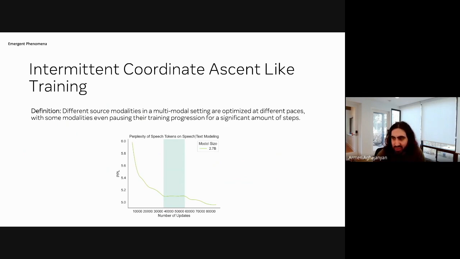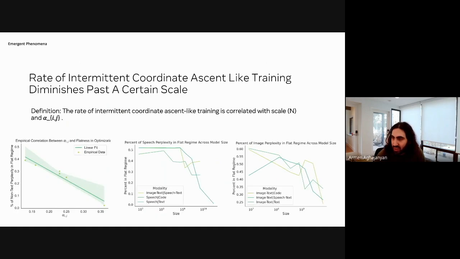I don't have much to say there except that this happens. We're not really sure why. It doesn't seem like something that should happen, but it does. The really cool thing is that the scaling laws are a function of this alpha ij parameter, which represents the functional approximation error due to the competition. What this says is that if you have more competition, you will likely see more of this intermittent coordinate ascent-like training. Intuitively that makes sense, but again, fundamentally, we don't understand why this is happening.